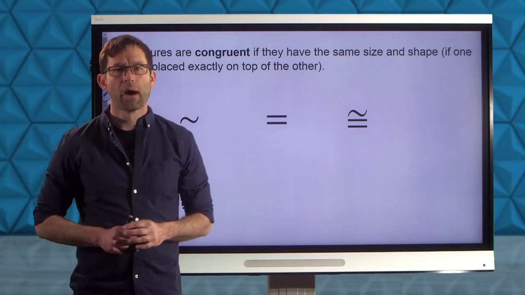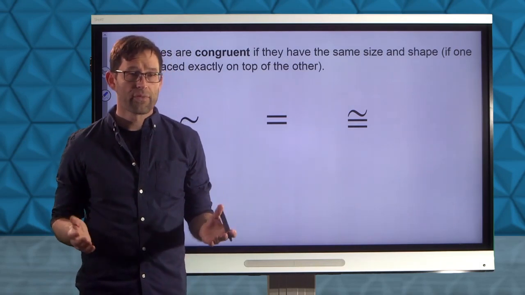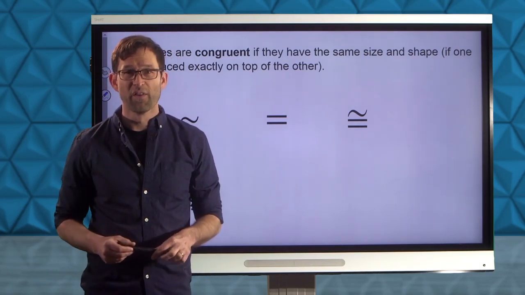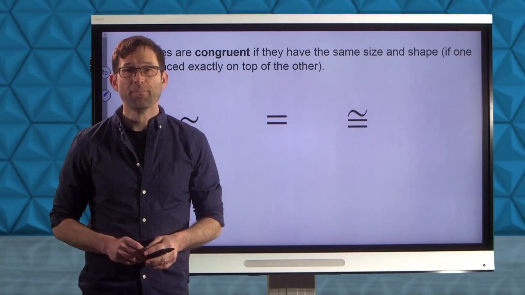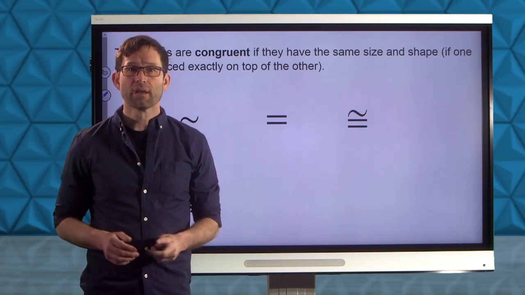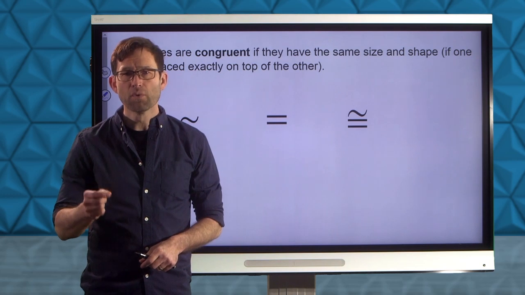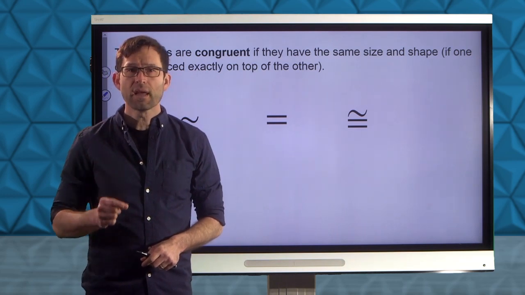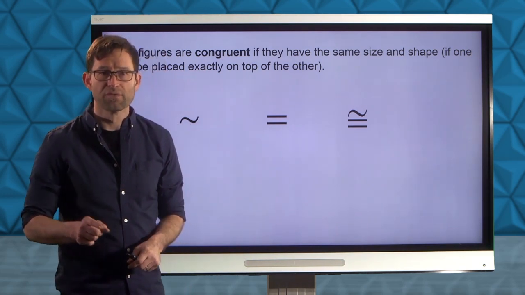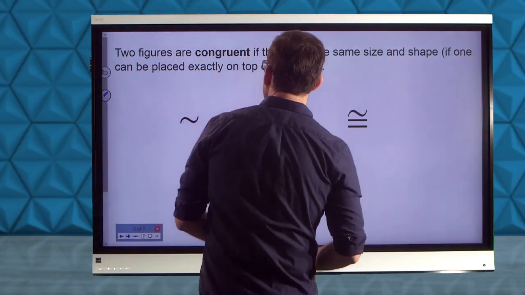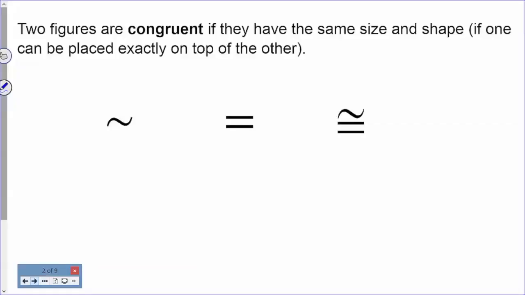Now, you talked a lot about congruence in 8th grade math, or at least that's the theory of it all. That's when it's supposed to come up. And congruence is an interesting idea that really comes up mostly in geometry. So let's take a look at the definition really quickly that you've seen before. Two figures are congruent if they have the same size and shape, if one can be placed exactly on top of another. This is what's called making the figures coincide.